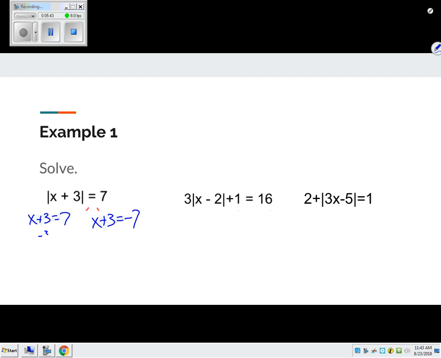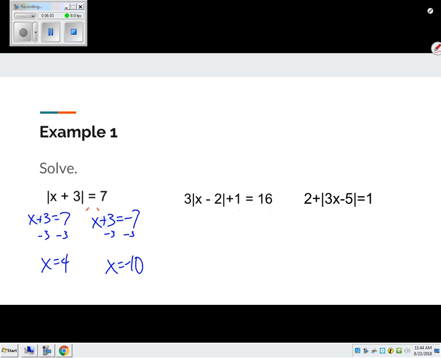Subtract 3 from both sides, and we have our answer. These will have 2 answers. 4. Let's subtract 3 from both sides. I get x equals -10. And if I plug either 4 or -10 back into my original equation, I see that it does work. Okay, these are very easy to check.